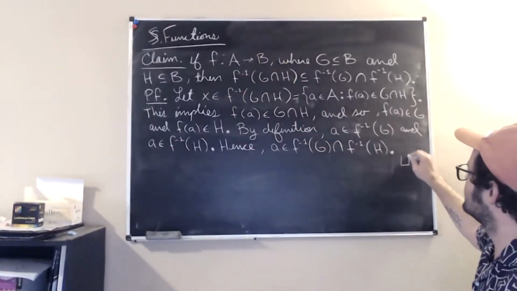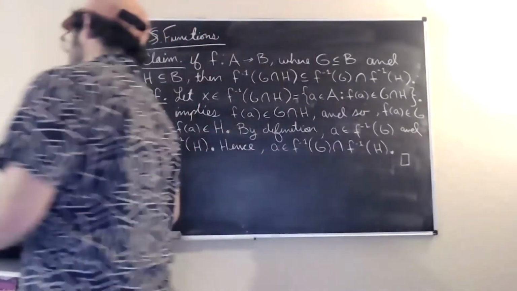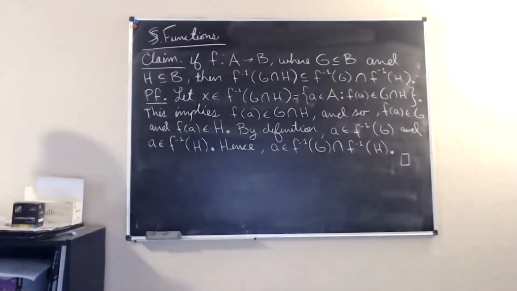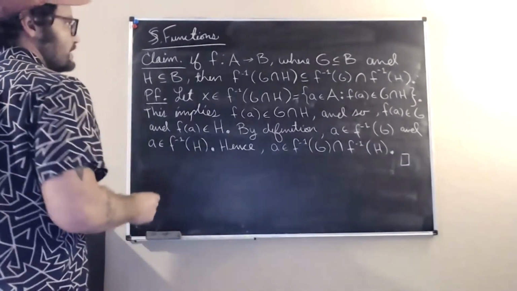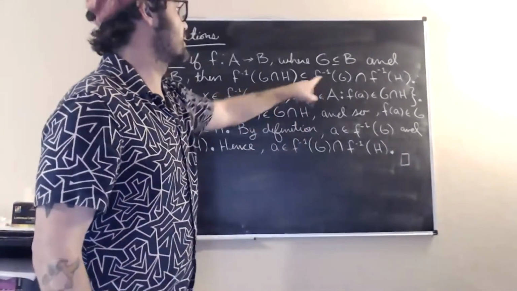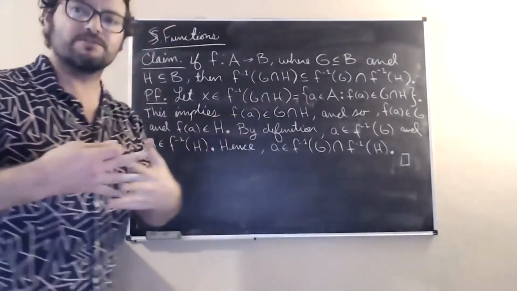And that should end the proof. Okay. So it's left as an exercise to show that that is actually a subset of that as well, which means that they're equal, right? If they're subsets of each other, then they're equal.